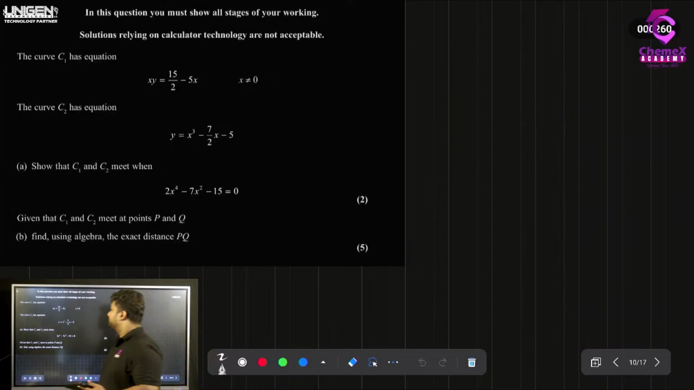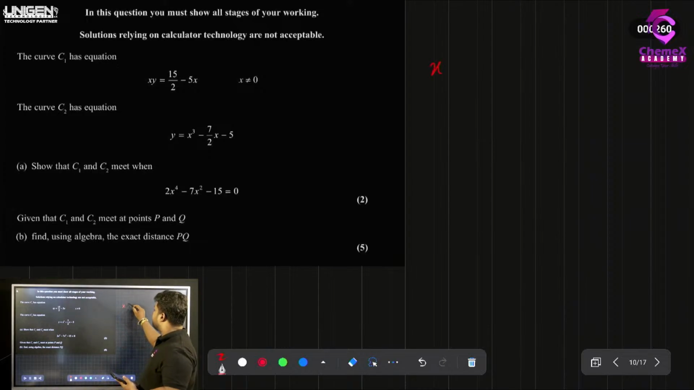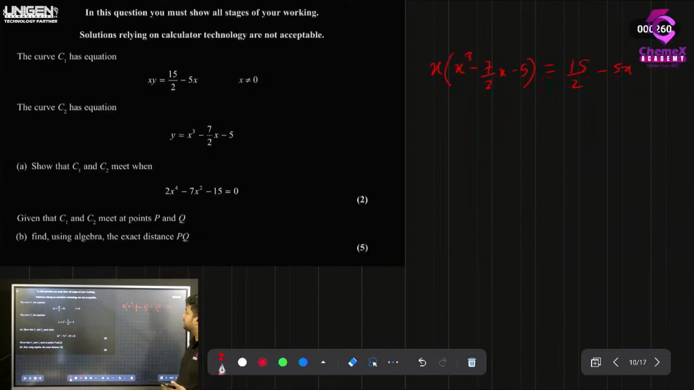Okay, eighth question. The curve C1 has an equation, the curve C2 has an equation. Show that C1 and C2 meet. So what you can do is equate each other. So x times, instead of y, I can put what they have given for the next. This is actually simultaneous. Equals 15 over 2 minus 5x. From here, form a quadratic. We can't equate those two because it's xy equals 5 over 2. We have to make y the subject first.